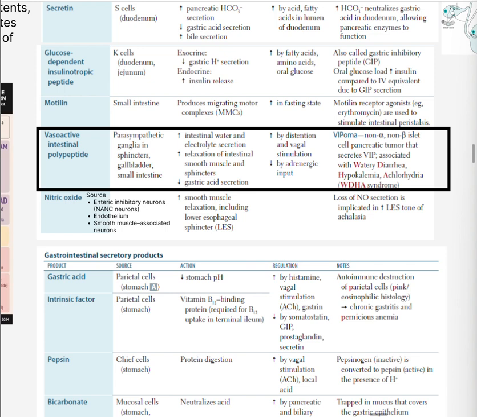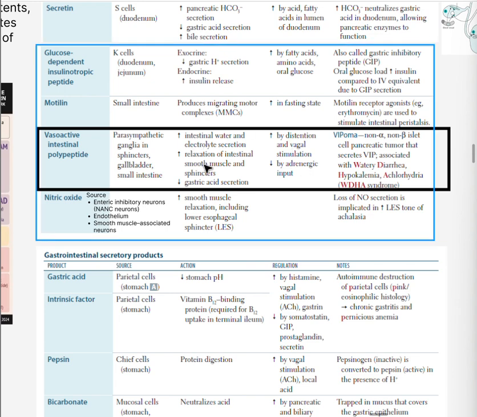It also leads to smooth muscle relaxation. So it relaxes the smooth muscle in four places: in the lower esophageal sphincter, in the stomach, in the gallbladder, and the intestinal smooth muscle. So all of this helps to regulate GI motility.